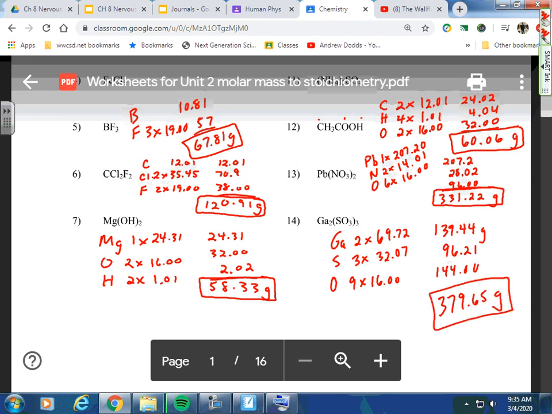That's how many grams are in 1 mole of that. And we know that 1 mole is 6.02 times 10 to the 23rd, right? That's how many particles are in a mole.